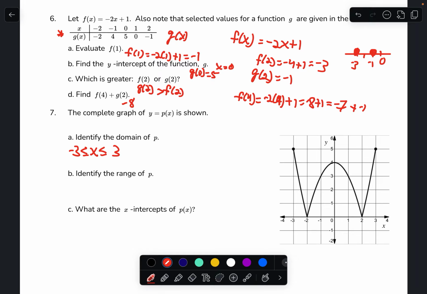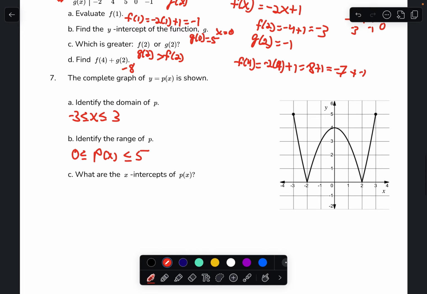Identify the range of p. Well, the range of p is the output. It's the y value. You see the y values begin at y equals 0 and go all the way up past 4, even though 4 right here is the y-intercept. They actually go all the way up to 5. So the range is going to be, actually, let's use function notation for this. It's going to be p of x is between 0 and 5.